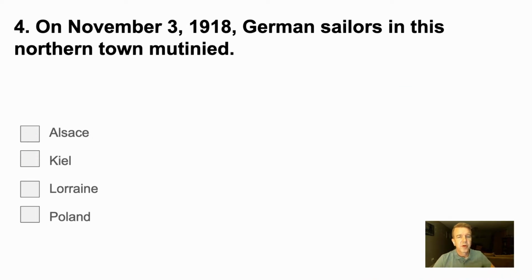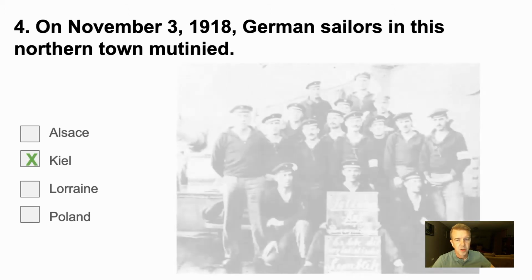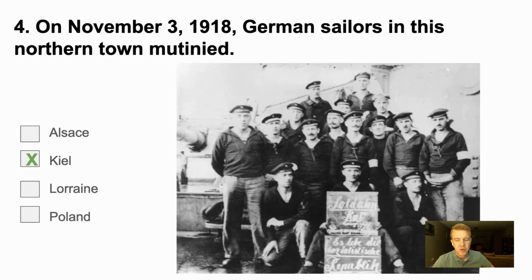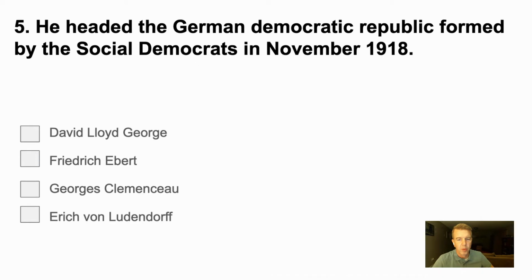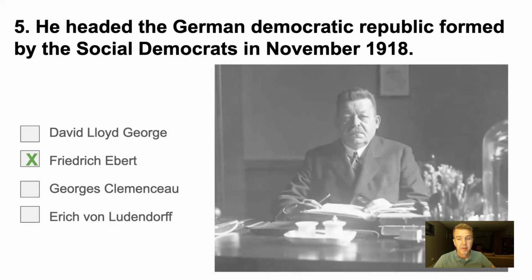On November 3rd, 1918, German sailors mutinied in this northern town. This is Kiel, Germany. This is some of the soldiers with their things. They're saying they still love the Republic, but they don't believe in the war. He headed the German Democratic Republic formed by the Social Democrats in November of 1918. This is the so-called Weimar Republic. This is Friedrich Ebert, no relation as far as I know to the former movie critic. That's him.